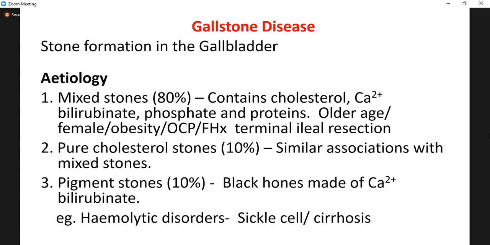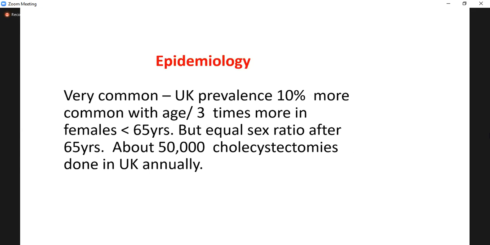That looks fine. So what is the epidemiology? It's a very common problem, as I told you, not only in other parts of the world; in Sri Lanka also, gallstone disease is very common, in the emergency as well as the elective setup. It's very common in developed countries because they have a lot of protein usage in their meals. UK prevalence is about 10%, more common with age.